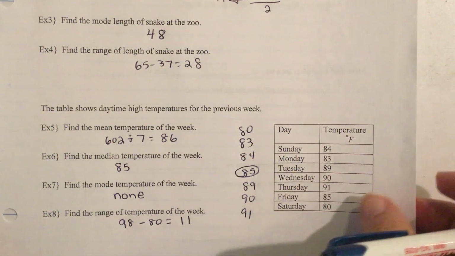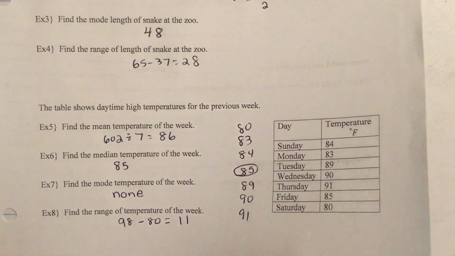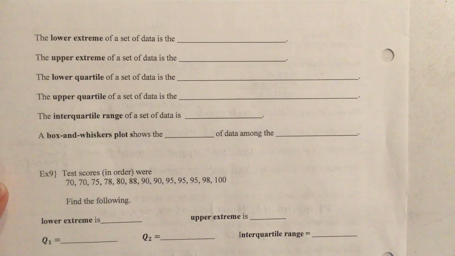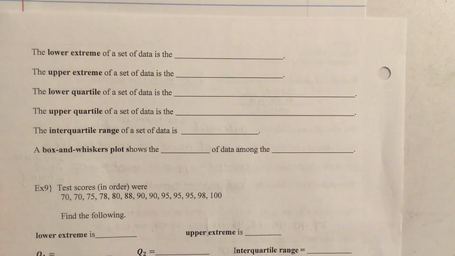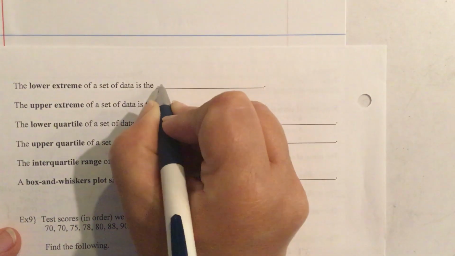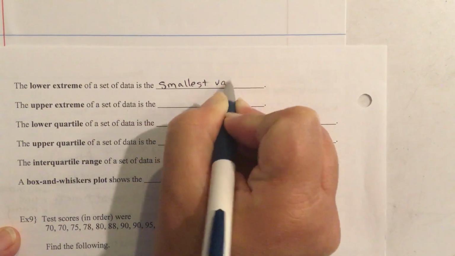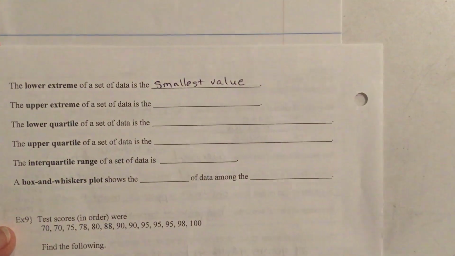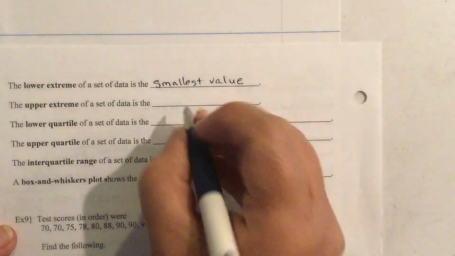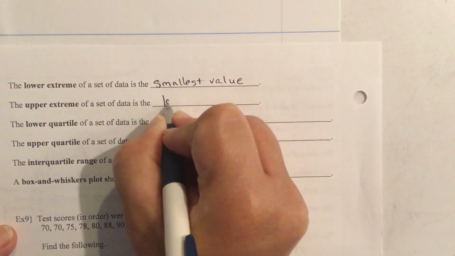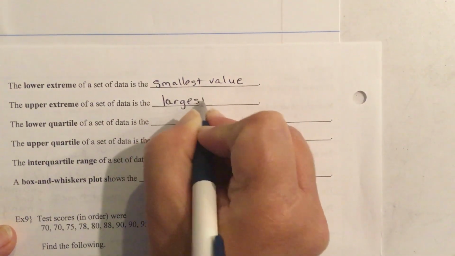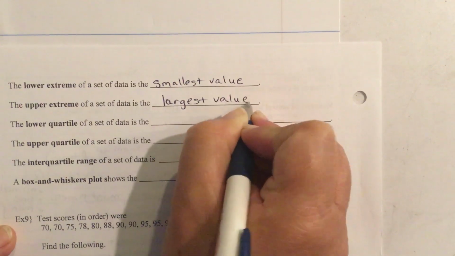That should all be a review. We did a little bit of the quartiles on the back of notes, or the second page of the notes, one day just before spring break, but let's review them. The lower extreme of a set of data is always your smallest value. So of course that means the upper extreme is the largest value.